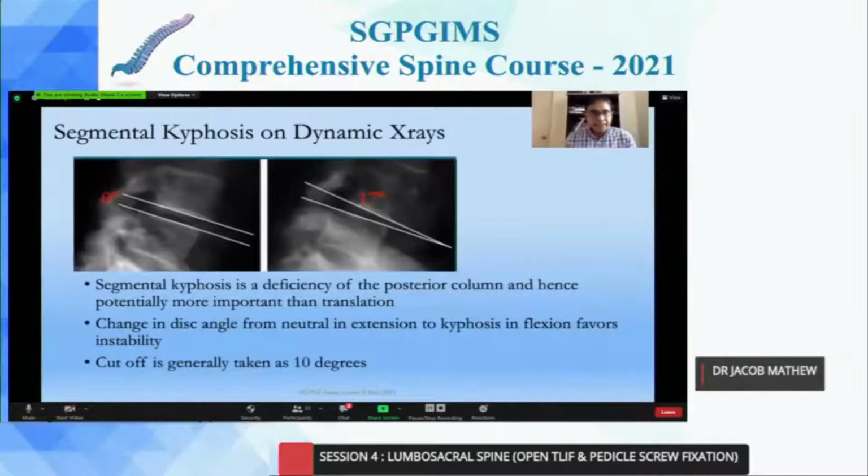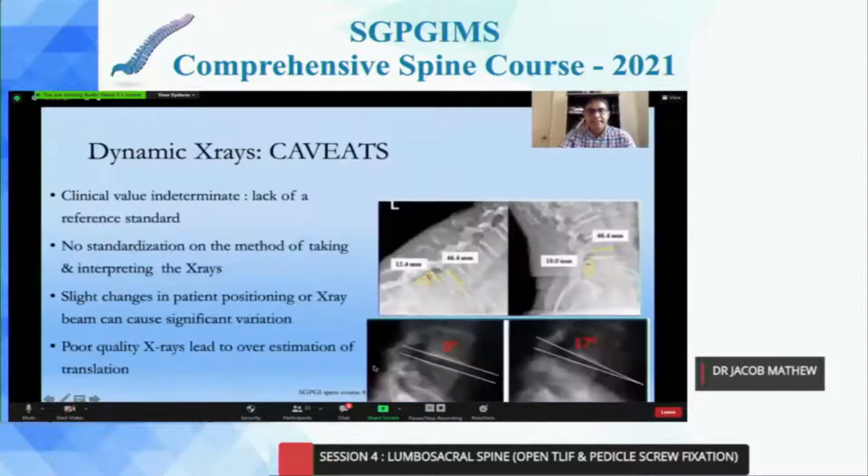More than translation, a segmental kyphosis is more significant. So a change in the disc angle from neutral in extension to kyphosis in flexion, that more favors instability. Here you can see there is a 17 degrees difference. A cutoff is generally taken as 10 degrees. The problem with dynamic X-rays is that there is no standardization on the method of taking it or interpreting the X-rays, and slight changes in the positioning of the patient or of the gantry can cause significant variation.